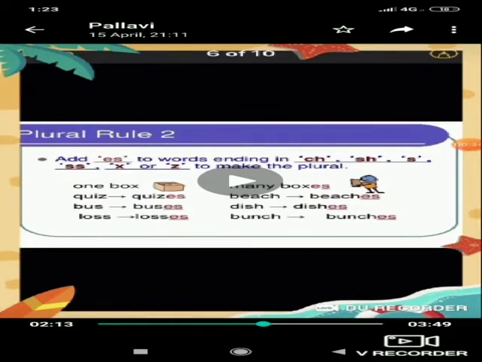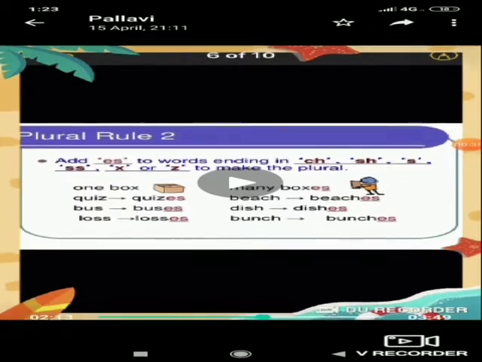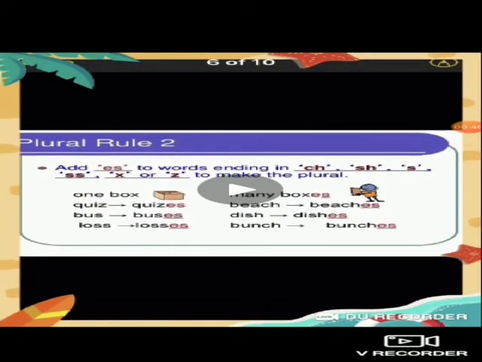Beach ends with ch. So we have to add es to make it beaches. Bus ends with S, so we need to add ES to make it buses. Similarly, dish, loss, and bunch. So whenever the words end with CH, SH, S, double S, X, or Z, such words need to be added with ES to make the plural.